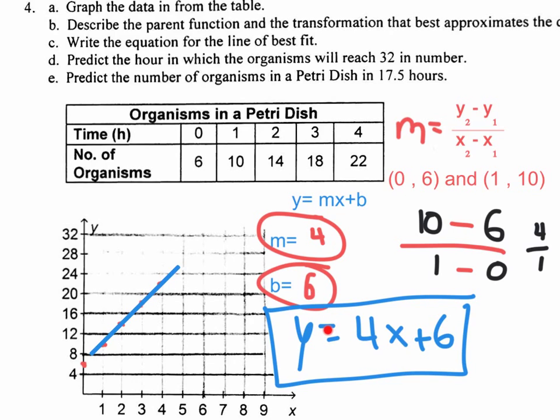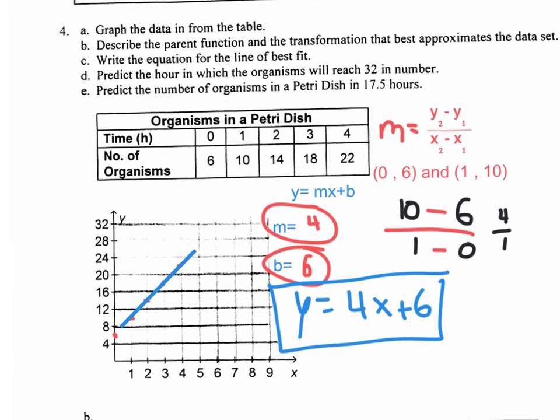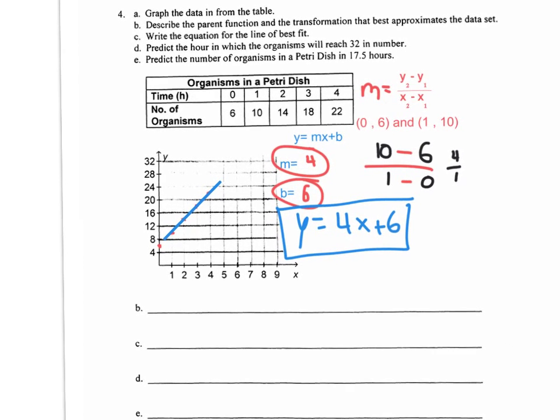Okay? So this is kind of weird because you need to be able to get this one first. You need to be able to get the line that best fits, which we already did. You need this first in order to describe the parent function and the transformation that best approximates the new line, y equals 4x plus 6. So let's go down and actually write down the answer.